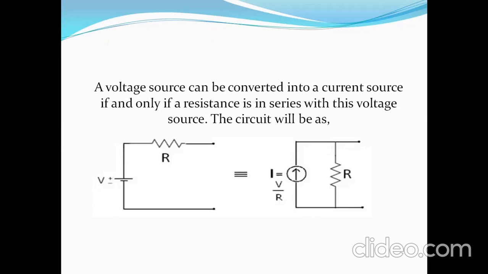The voltage source can be converted into a current source if and only if... So this is actually the vice versa method. In the first method, we find that the current source is converted into a voltage source. So here we are converting a voltage source to a current source. The voltage source can be converted into a current source if and only if a resistance is in series with this voltage source. So if a resistance is connected in series with the voltage source, under that condition you can convert it to the current source. So what will happen?